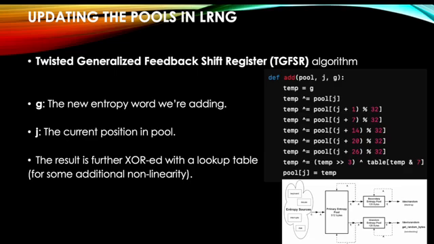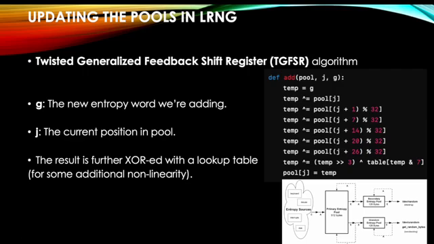Here's a step-by-step breakdown of how it works. First, G is the new entropy word we're adding, and J is the current position in the pool. Then the result is further XORed with the lookup table. Finally, the updated value is stored back into the pool. This update ensures that the internal state of the pool remains unpredictable.